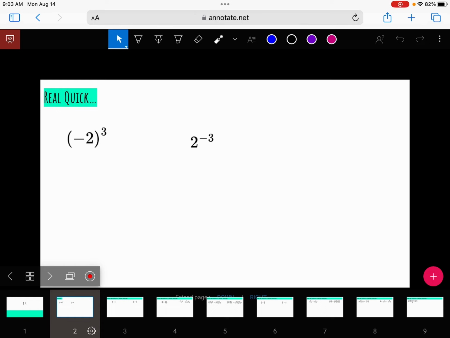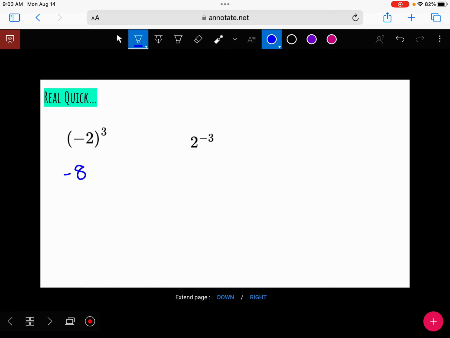What do we get when we do -2 to the third? -8. Does this negative sign make it a fraction? No, because that's a negative in front, not a negative exponent. The negative exponent is what makes it a fraction. So this one on the right, this is 1 over 2 cubed, or 1 over 8.